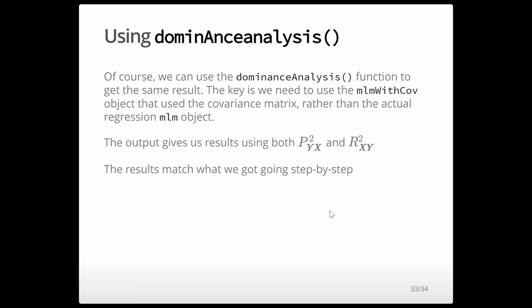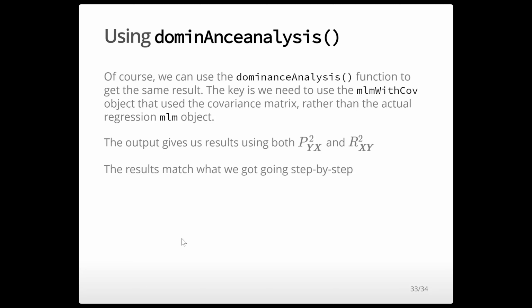And of course, we can just do all this the easy way with the dominance analysis function, and we get the same result. The key here again is that we need to use the MLM with cove object that uses the covariance matrix rather than the actual MLM object. An MLM is just a multivariate LM. So you can't use that in dominance analysis here. The way we did last week, you have to actually use the MLM with cove object.